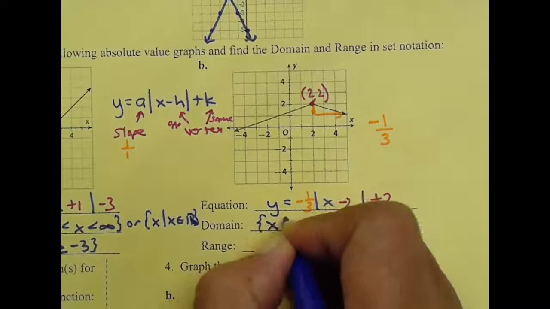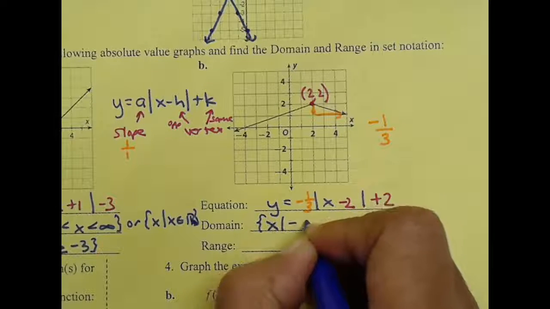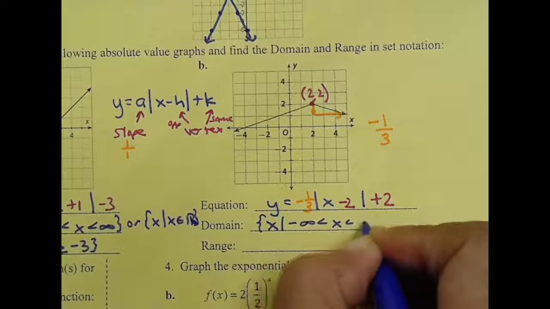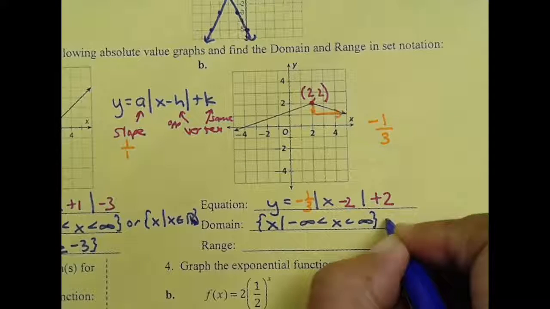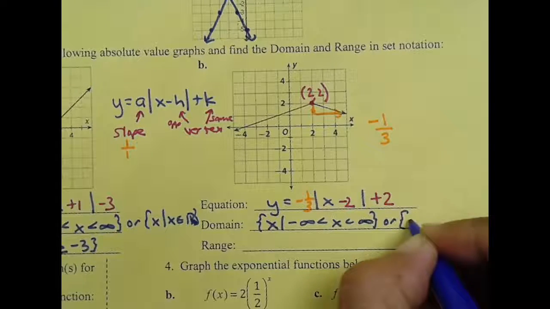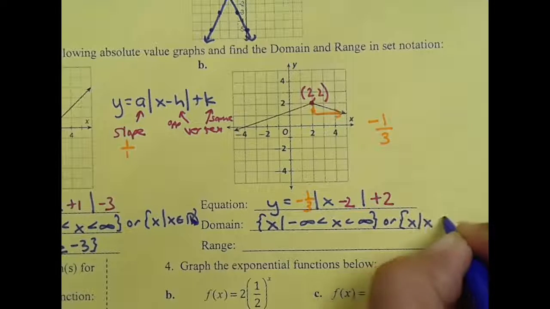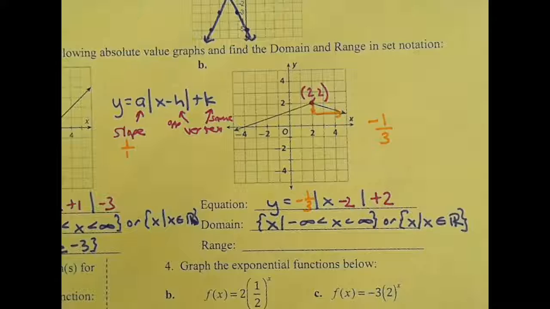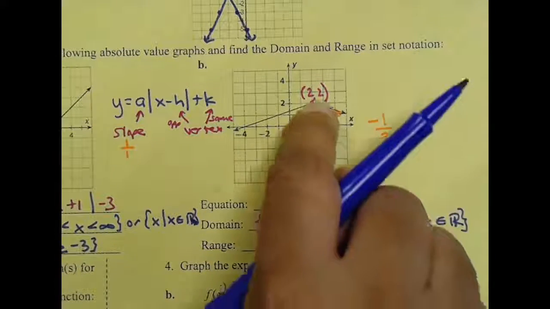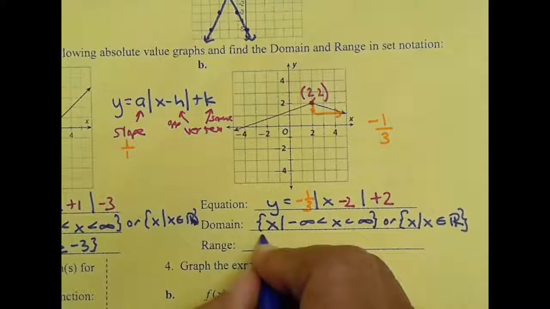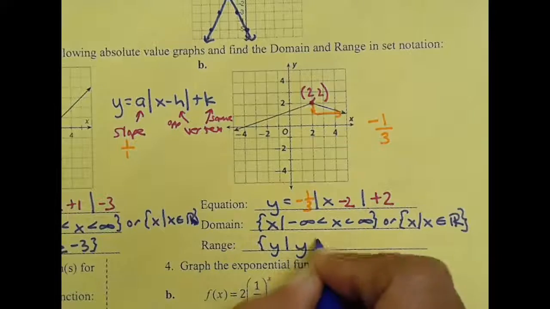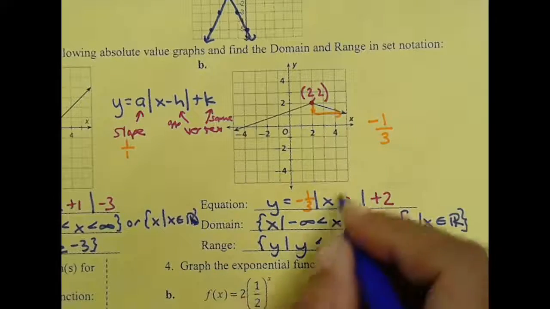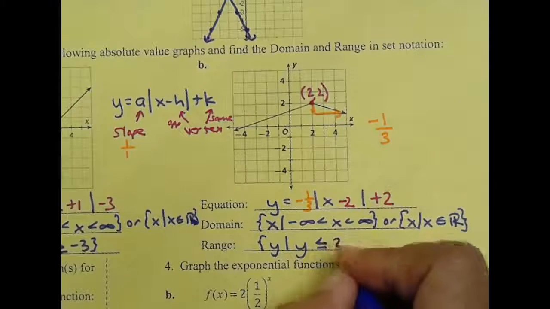All right, the domain still goes to the left and to the right, so you have two options. You can go x such that we have -infinity less than x less than +infinity. Or if you want to write it, you can write x such that x is an element of all real numbers. Okay, the range looks like the arrows are pointing down. So pointing down means we have y is less than or equal to what y value? 2.